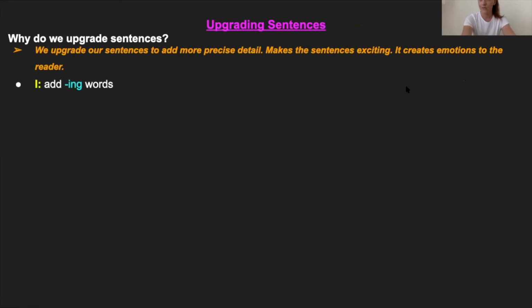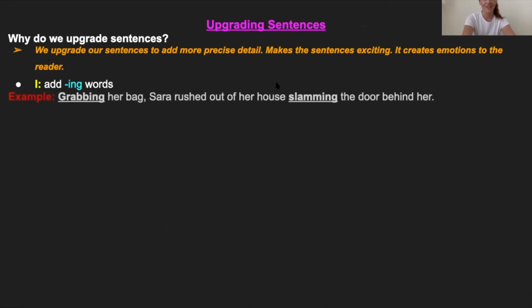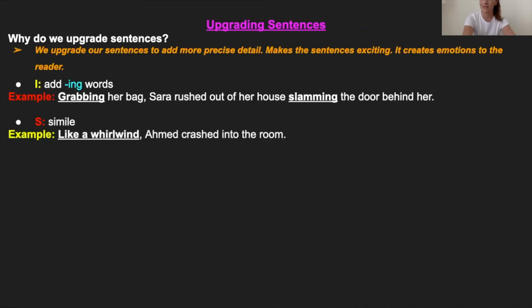Remember, we could add in ing words. Can you think of your own exciting sentence with an ing word? Excellent. Grabbing her bag, Sarah rushed out of her house, slamming the door behind her. We could use a simile. Can you think of a simile? Like a whirlwind, Ahmed crashed into the room.